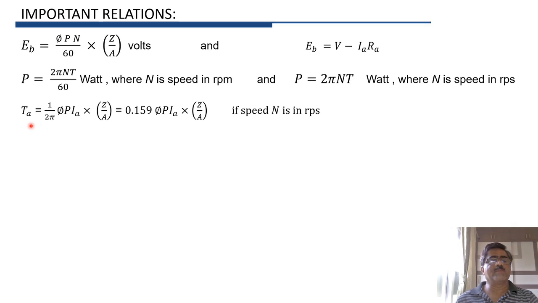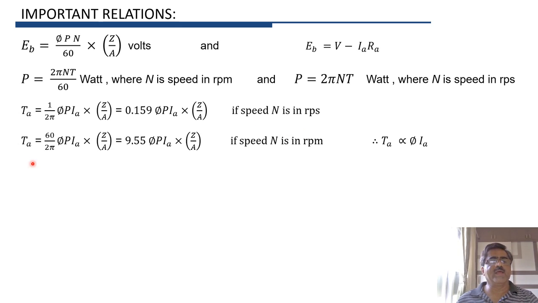Then torque developed in armature Ta is 1/2π × φPIa × Z/A, and 1/2π is nothing but 0.159 if the speed is in revolutions per second. If the speed is in revolutions per minute, then Ta is given by 9.55 φPIa × Z/A. In this case, N is in RPM. So from these two equations, we can see that Ta is directly proportional to the product of flux per pole and armature current Ia.